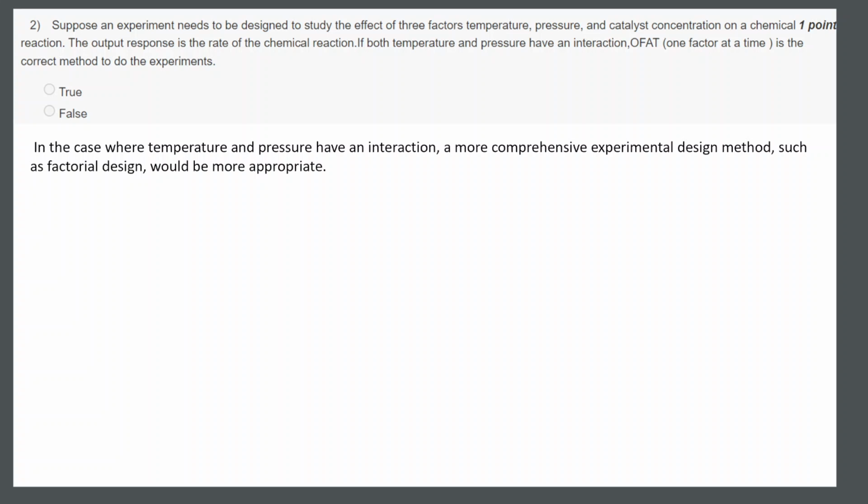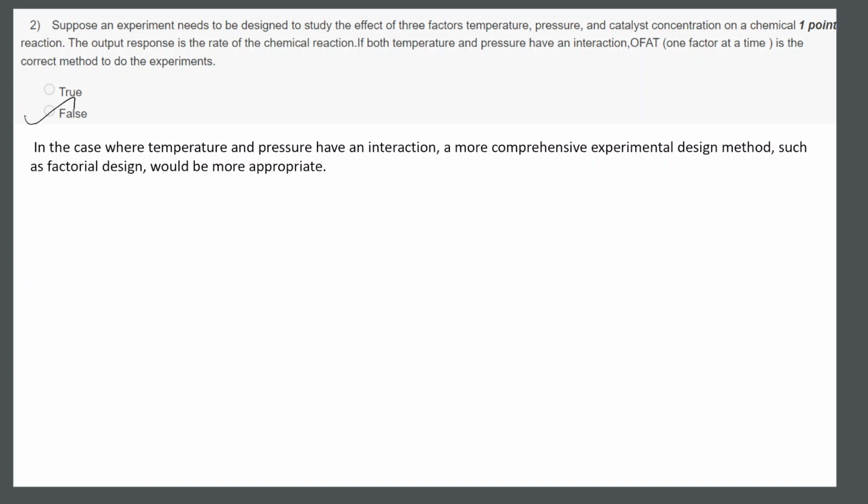As we discussed before, one factor at a time is just varying one factor at a time while keeping the other factors constant. Which means it is not discussing any of the interaction at all. Hence, since both temperature and pressure have an interaction, one factor at a time is not a correct method.